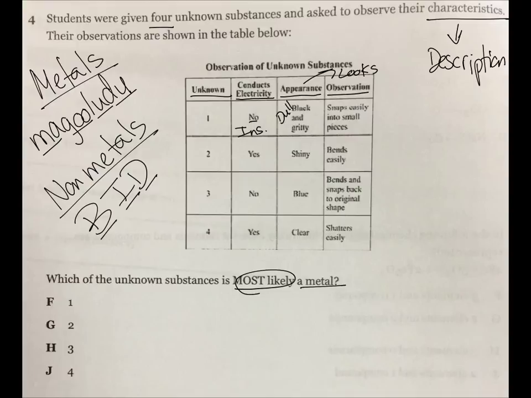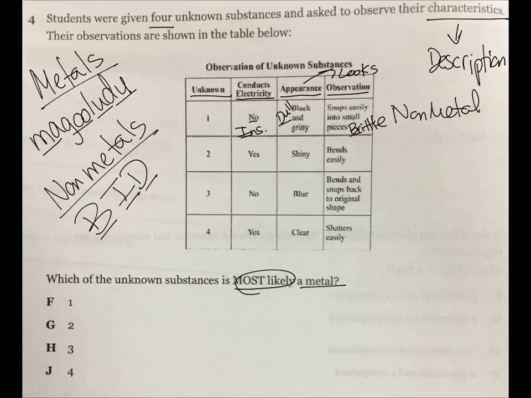And then observation, snaps easily into small pieces. So that means it breaks very easily. So which one means breaks easily, malleable or brittle? Good job, brittle. So all of these are found in BID in nonmetal. So this one right here is a nonmetal.